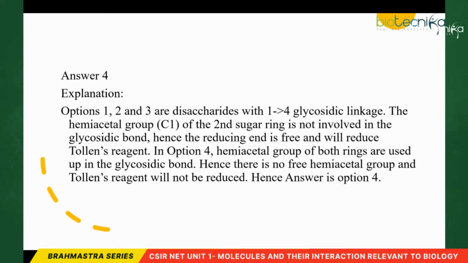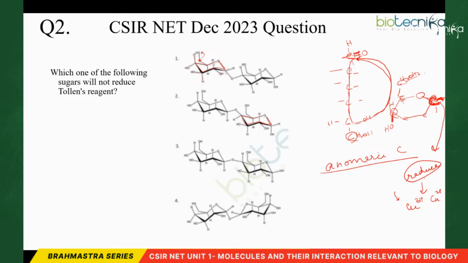So we have options 1, 2, 3. They are disaccharides with 1,4 glycosidic linkage, and the hemiacetal of the second ring is not involved in the glycosidic bond, hence the reducing end is free and will reduce the Tollens reagent. Okay, so it is asking which will not reduce. All of these you can see, since the sixth group is here, here also the sixth group is on top. So that means this would be the anomeric carbon. Obviously you have to see the orientation.